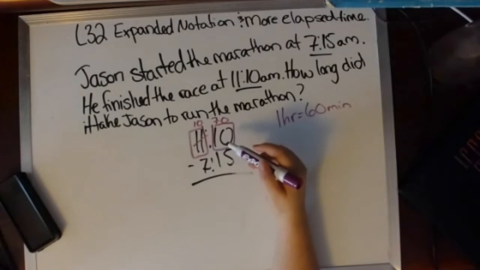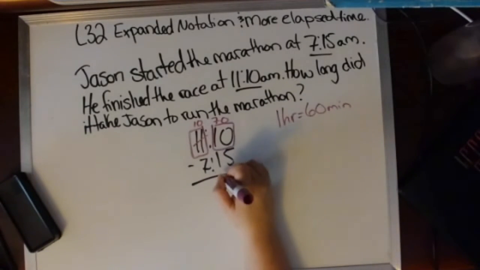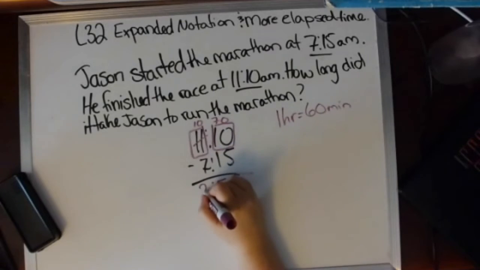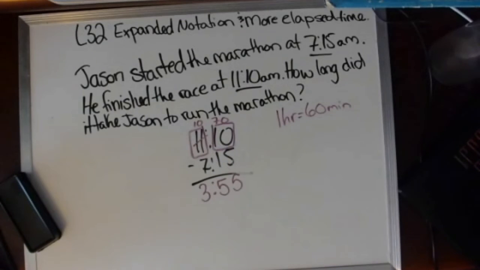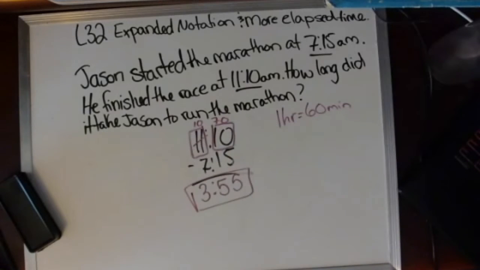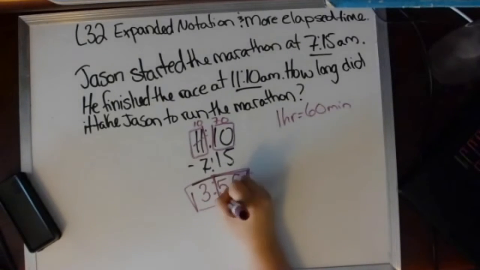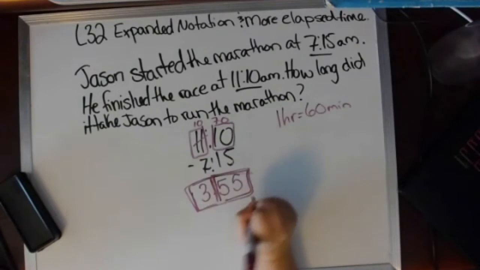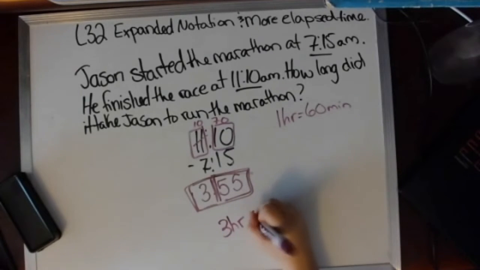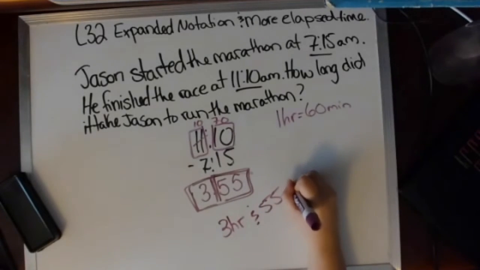70 take away 15, I can do. It is 55. 10 take away 7 is 3. So it took this person 3 hours and 55 minutes to run, because remember, this is the minutes column and the hours column. Okay, so it is 3 hours and 55 minutes.